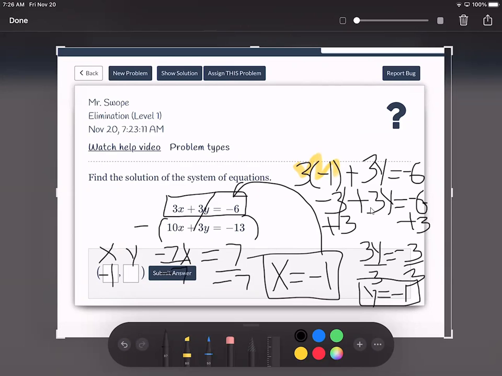And just realize that's pure coincidence. You won't always get the same answer for x and y, so I don't want you to think that. But in this case, they are the same number.